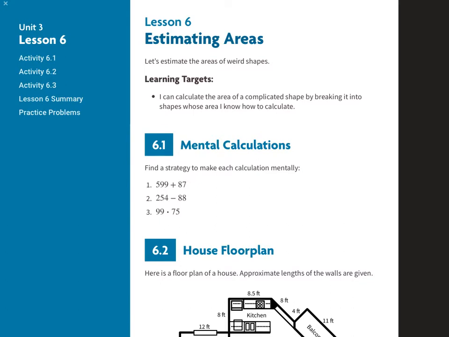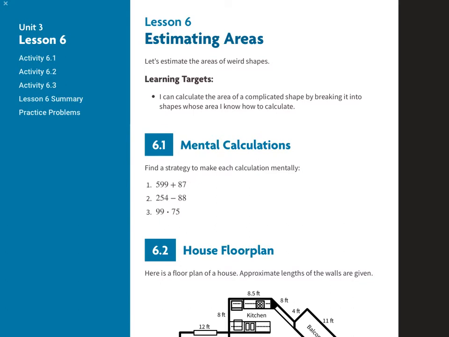599 plus 87. Well, 599 is really close to 600. 600 plus 87 is 687. Minus 1, because we take 1 away from the 600 to make 599, and we get 686.